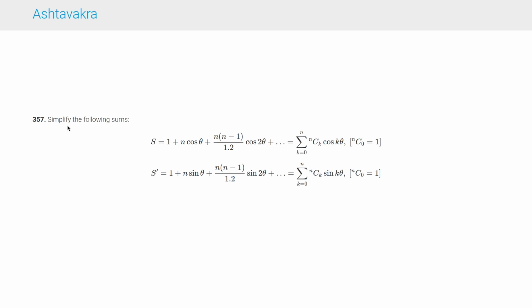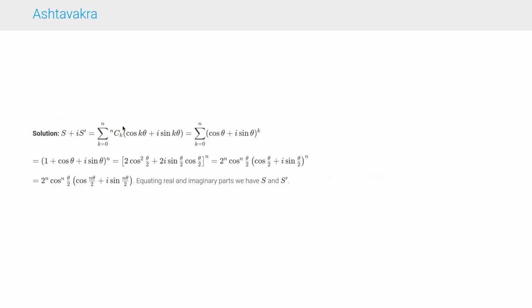Question 357 says: simplify the following sums. S is equal to 1 plus n cos theta plus n(n minus 1)/(1·2) cos 2 theta and so on, which is equal to sigma k equals 0 to n of nCk cos k theta, where nC0 is equal to 1. S prime is equal to 1 plus n sin theta plus n(n minus 1)/(1·2) sin 2 theta plus so on, which is equal to sigma k equals 0 to n of nCk sin k theta, where nC0 is also 1 again.